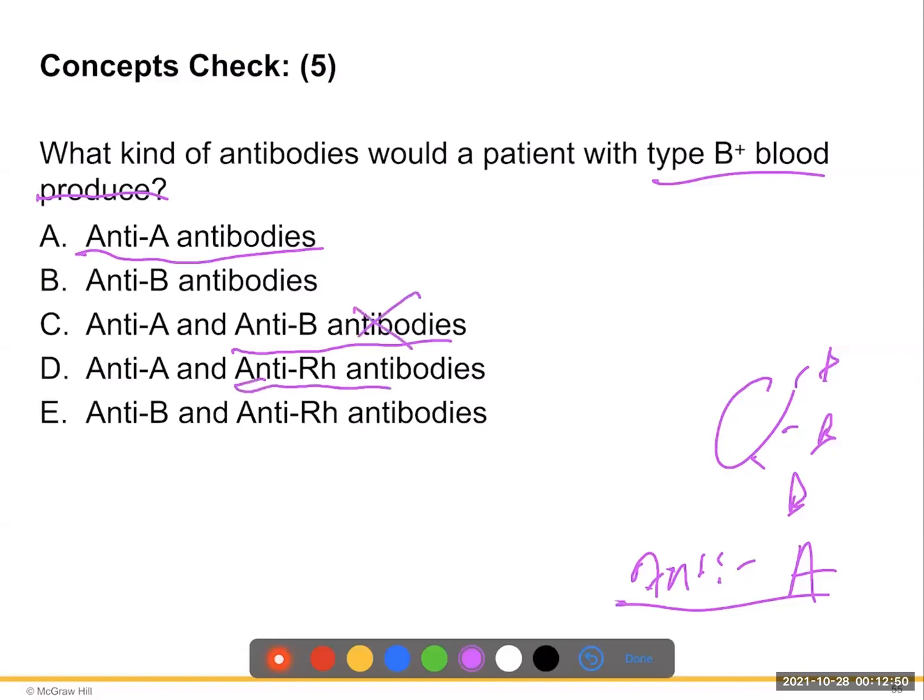Would it produce anti-Rh antibodies? Oh, anti-B, it had to be anti-A. So it'd have to be either A or D, or C or D. Would it produce anti-Rh? Because this is B positive, so Rh positive. So would Rh positive have the antibodies to kill Rh?